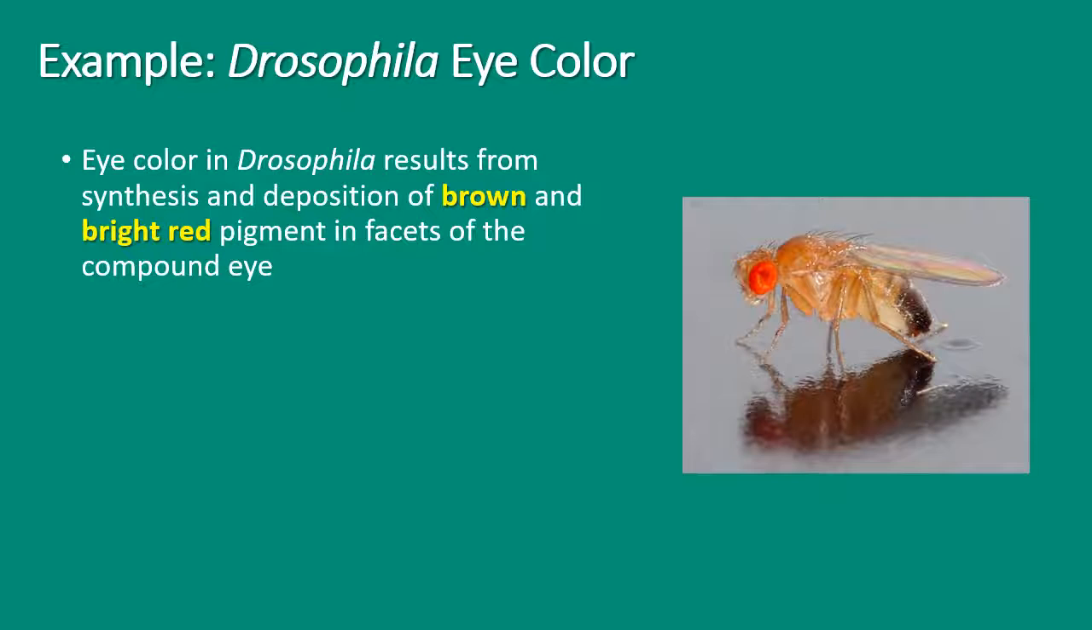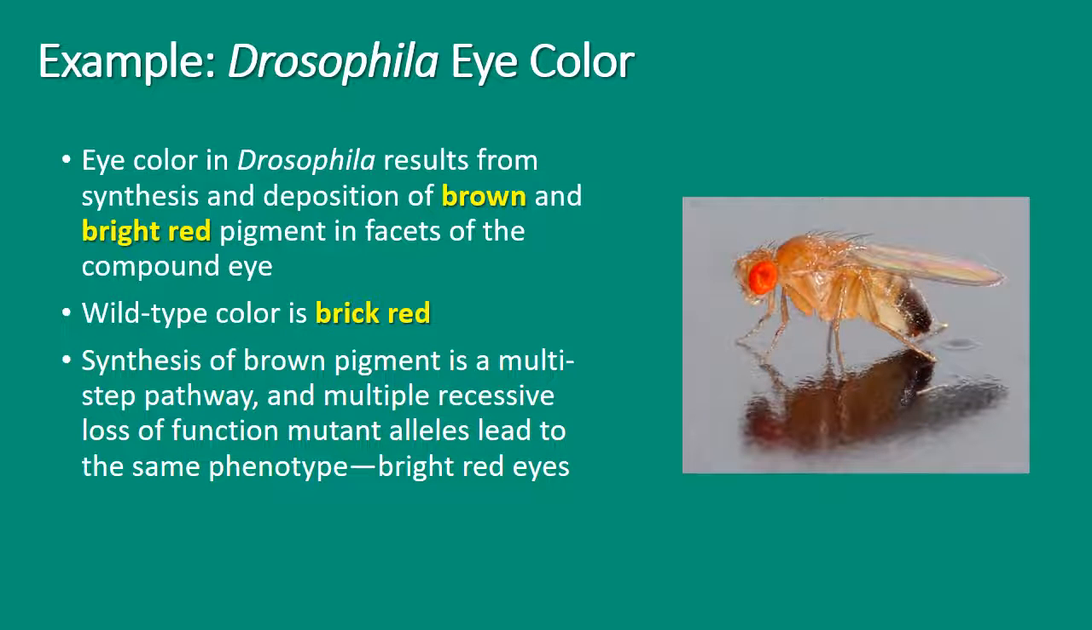So eye color is one of the first things that Thomas Morgan recognized, and we're going to talk more about eye color when we get to X-linked traits. But the eye color of a fruit fly is actually from two different pigments being produced and then deposited into the eye. The wild type color is brick red because of the mixture of the brown and the bright red pigments.